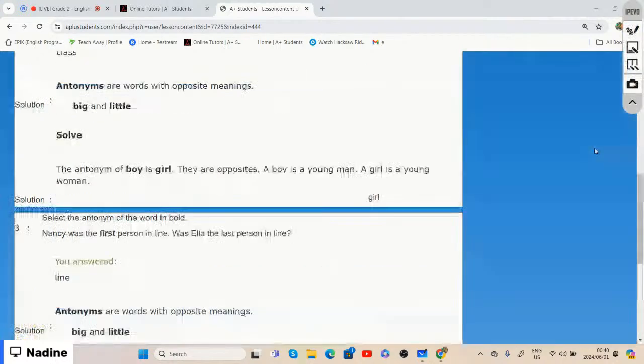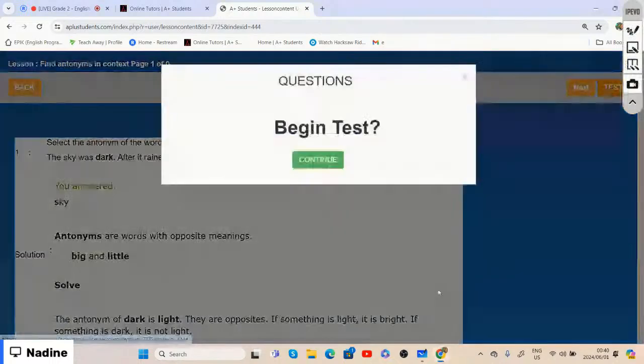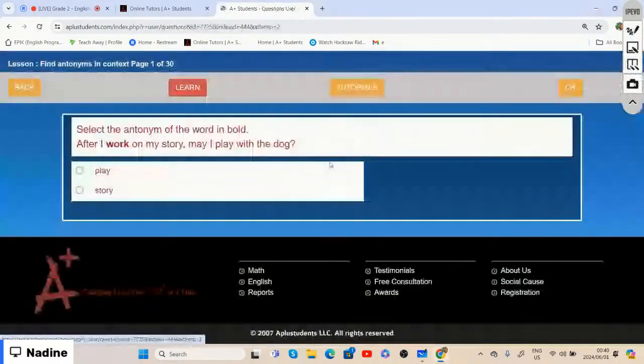Now we're going on to our test, where we are going to find antonyms in context. You need to select the antonym of the word in bold. So select the antonym of the word in bold. It says, after I work on my story, may I play with the dog?